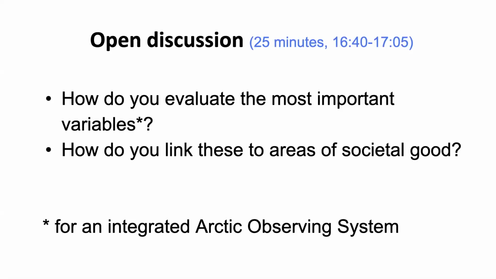So while it'd be nice if everything had equal weights, it's difficult to weight some of these observing variables if you're looking at it only serving the most number of societal benefits, if there are also some observing variables that maybe only serve one or two, but they have a very important role for those particular issues.